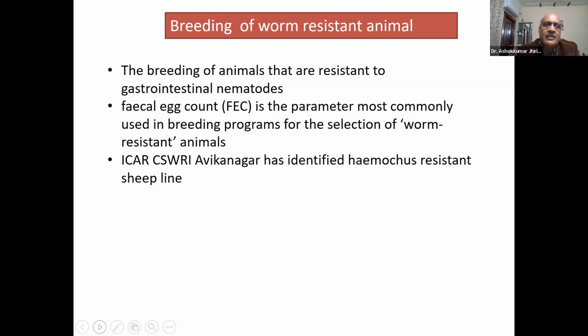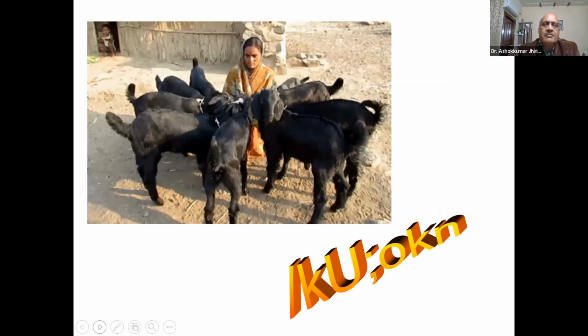On the same line, ICAR-CSWRI Avikanagar has identified a Haemonchus-resistant sheep line, which is not infected or affected by Haemonchus. Now they are maintaining these lines and propagating them. So this can also be practiced in other classes of animals. Next one. I think it is complete. So this is the information for the veterinarian.